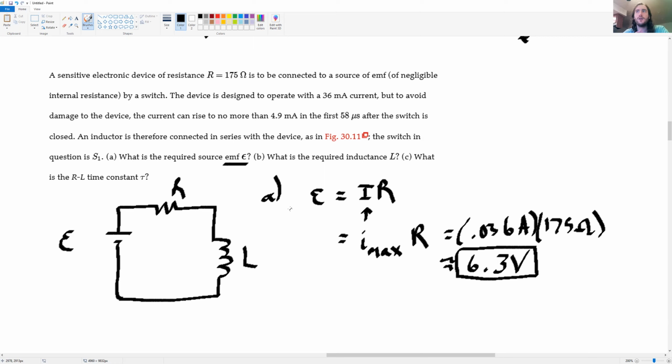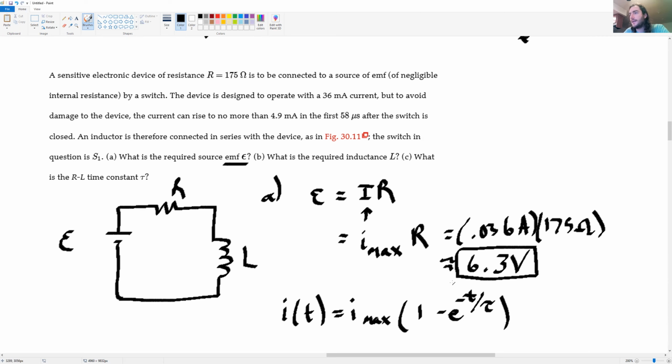We're told that the current can't rise any more than 4.9 milliamps in the first 58 microseconds. Maybe it's going to damage one of the components if the current jumps up too quickly. In order to do that, that's basically like solving for the inductance from the time constant. So what we want to say is that the current as a function of time is equal to I max times 1 minus e to the minus t over tau.